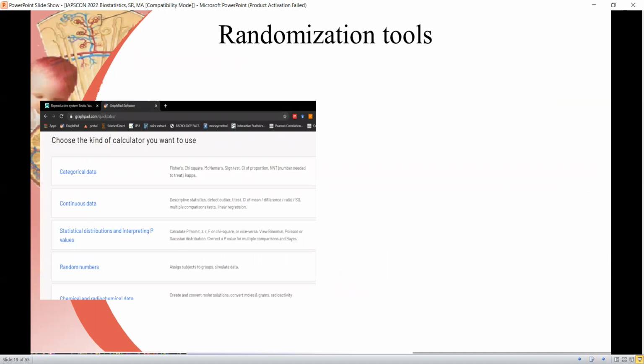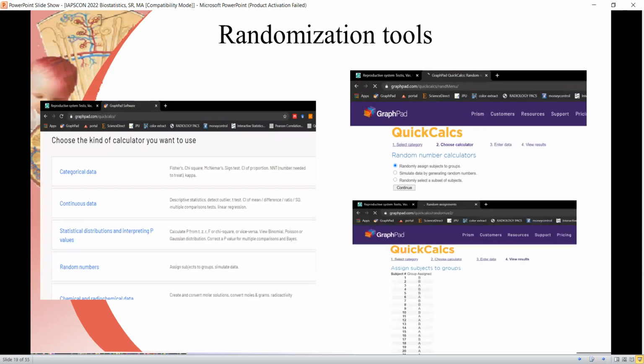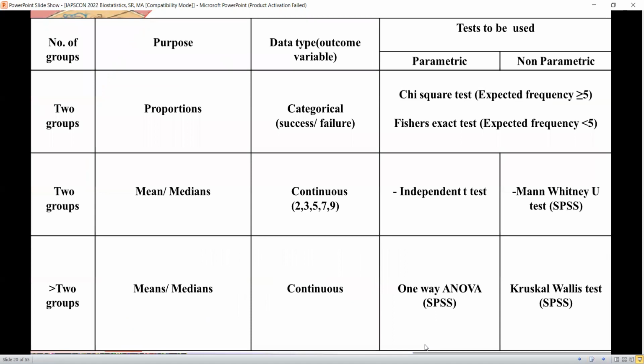Randomization tools, I'm not going into the details, but a lot of people are now wanting to do randomization studies. So there are calculators to generate the random numbers for your samples. If you want to divide them into 2 samples A and B, you can always generate the random numbers using the randomization tool.